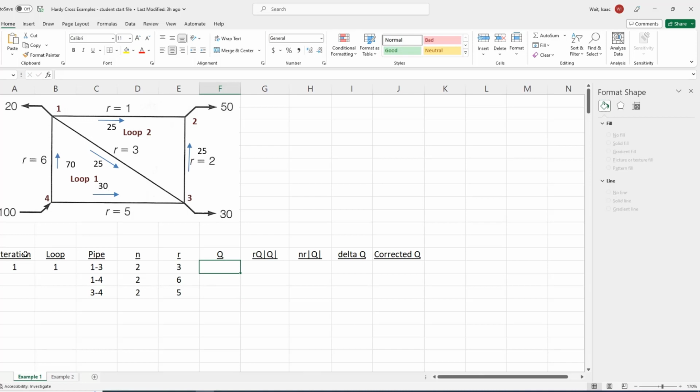Okay, now let's put in the details. I'm going to put in my flow rates, you put in yours, because it really will work regardless of what the starting thing is. So for me, 25 is the flow rate through pipe 1-3, because it's in the direction of flow, so positive 25. Now what about 1-4? It's in the same direction that I'm assuming is positive, so I'm going to put in 70. But in pipe 3-4, it's going against the clockwise direction. So I'll type in minus 30 for the flow quantity there.